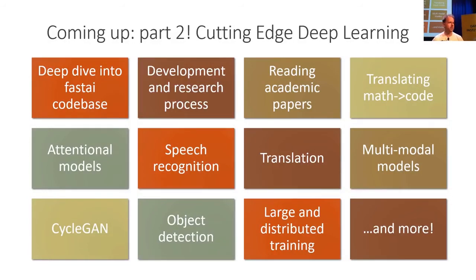And then come back for part two, right, where we'll be looking at all of this interesting stuff, in particular going deep into the Fast AI code base to understand how we built it exactly. As we were building it, we created notebooks of here is where we were at each stage. So we're actually going to see the software development process itself. We'll talk about the process of doing research, how to read academic papers, how to turn math into code, and then a whole bunch of additional types of models that we haven't seen yet. So it'll be like going beyond practical deep learning into actually cutting-edge research.